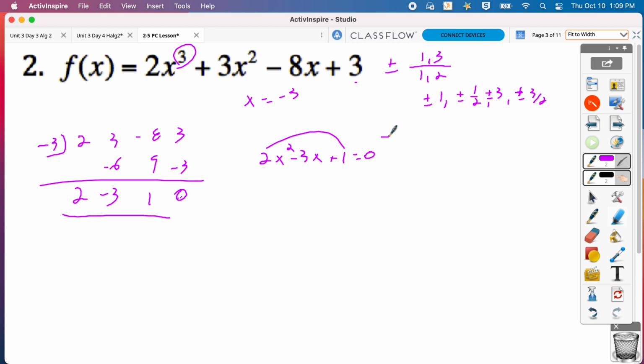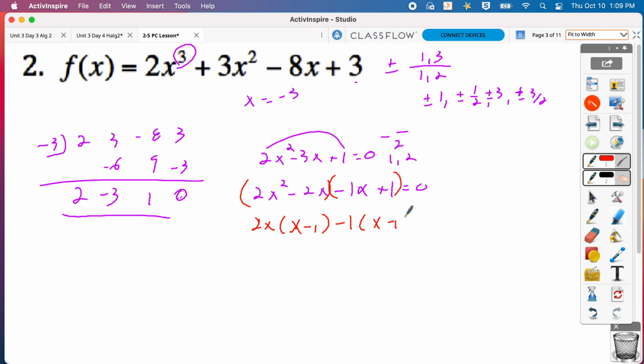All right, so minus 2 is 1 and 2. So 2x squared minus 2x minus 1x plus 1. I'm factoring, because it is going to factor. 2x, leaving behind an x minus 1. Take out a -1, leaving behind an x minus 1. 2x minus 1, x minus 1 equals 0. X equals 1/2 and positive 1. So I got my 3 answers.